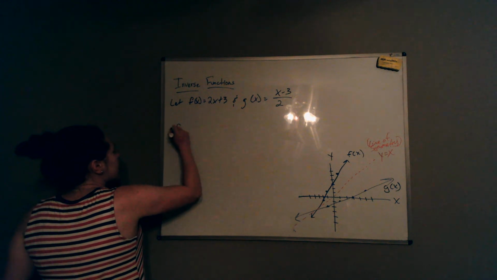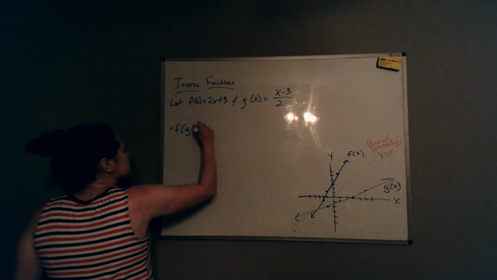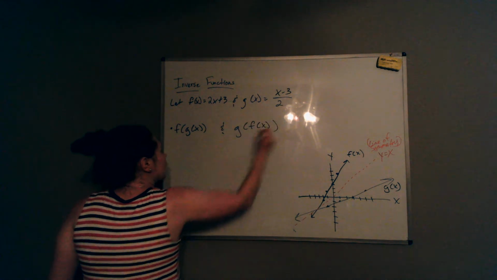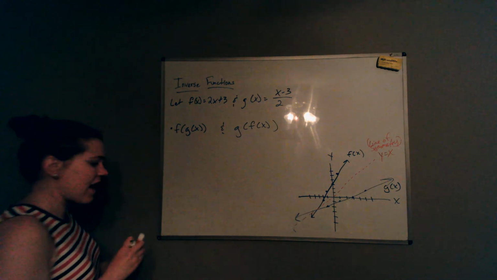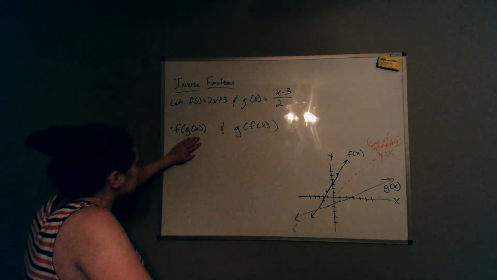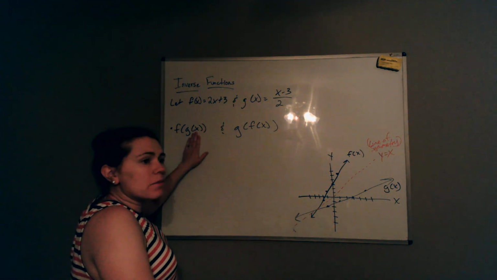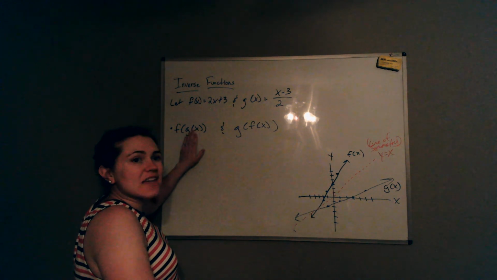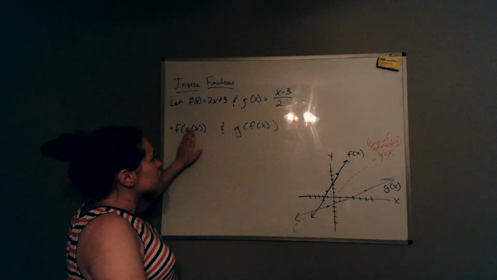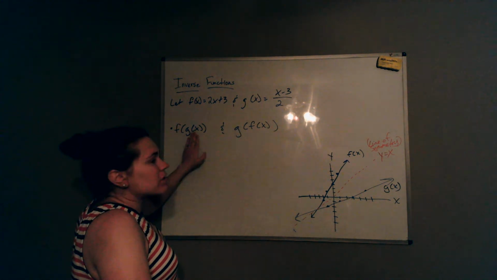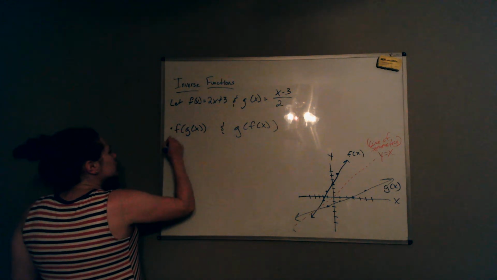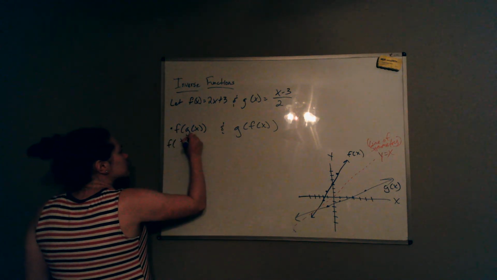Let's do f of g of x and g of f of x. Okay? So this says I'm going to take f and I'm going to stick in g. Now notice, g of x is really saying, okay, my input into g is x. So I wonder what my output of f will be. Okay? So I'm going to stick g into f.